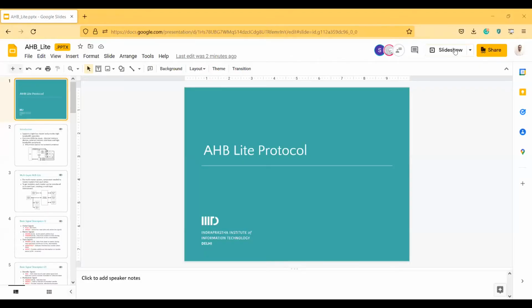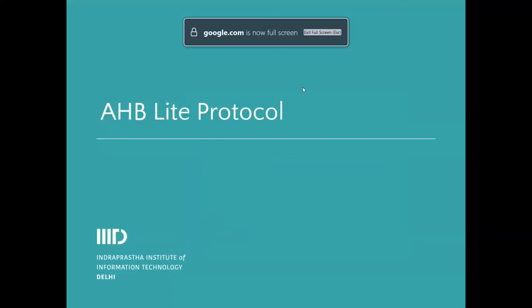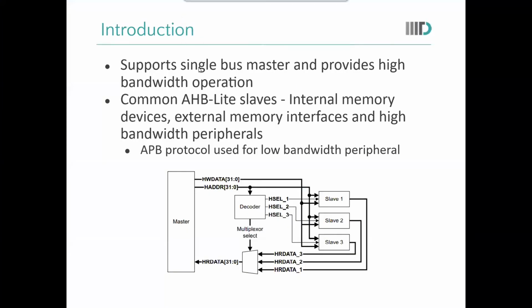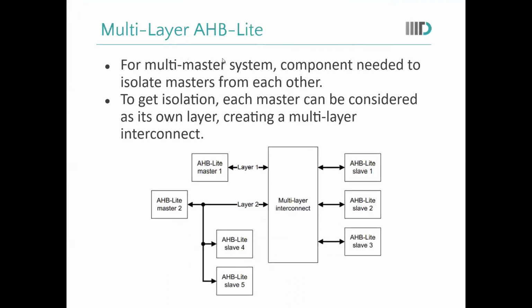The next protocol we have is the AHB Lite protocol. AHB Lite is a single bus master protocol, and it provides high bandwidth operation. The most common AHB Lite slaves are internal memory devices, external memory interfaces, and high bandwidth peripherals. APB protocol is used for low bandwidth. Now AHB Lite is a single master protocol.